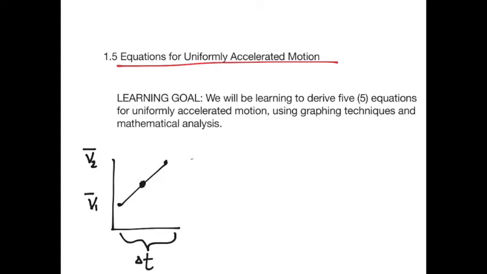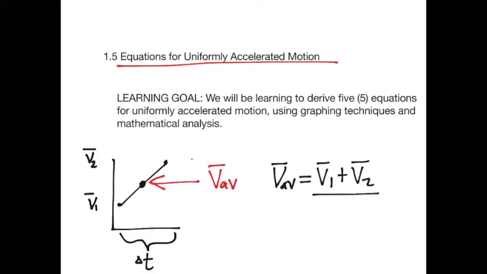And we're going to call this point average velocity. We could actually calculate the value of the average velocity just like we calculate the average of anything in math. We say that the average velocity in this case can be determined by adding v1 plus v2 and dividing it by the number of entities here, and in this case it's 2, and that would give us the average velocity.